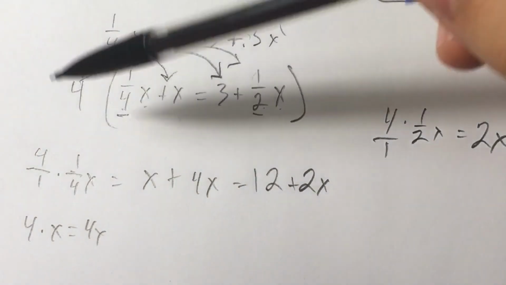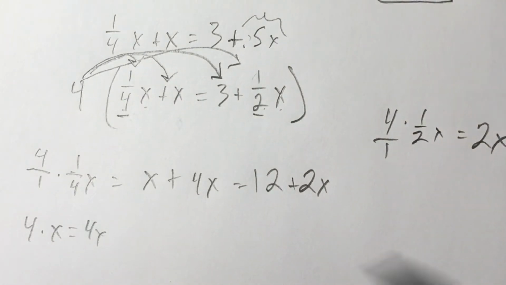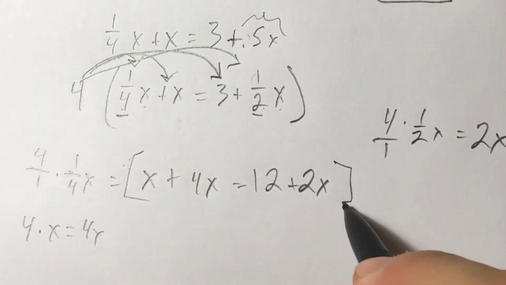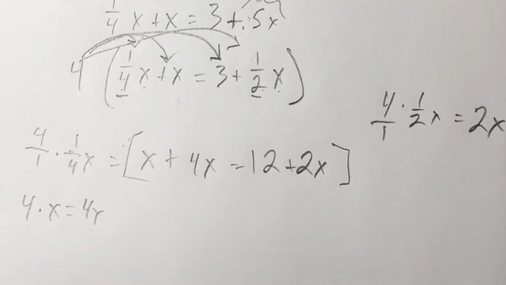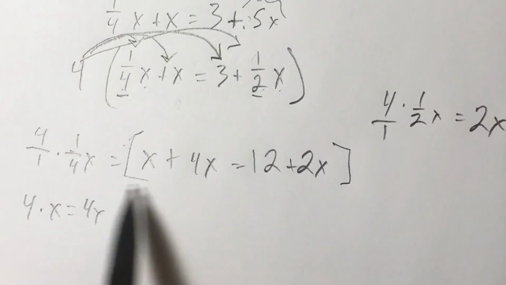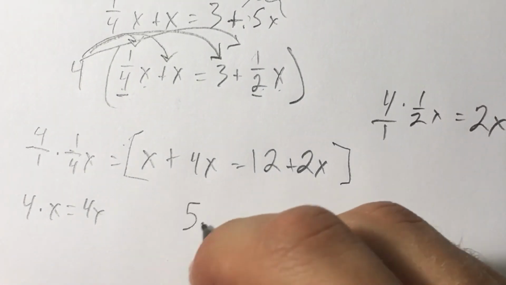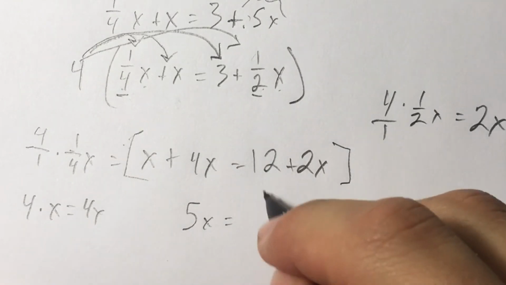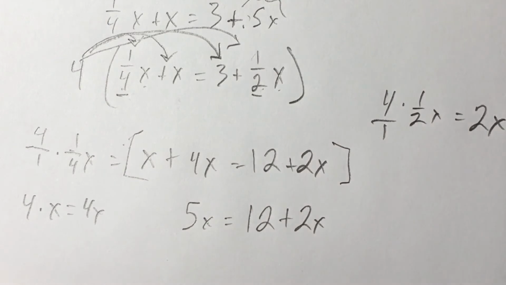So we've distributed by a positive 4 to every term in the equation, and now we're left with an equation that's a lot more manageable because all of our coefficients, and actually all of the numbers, are integers. So we can combine like terms on the left. 4x plus x gives us 5x. On the right side, we'll just keep this the same for now, 12 plus 2x.